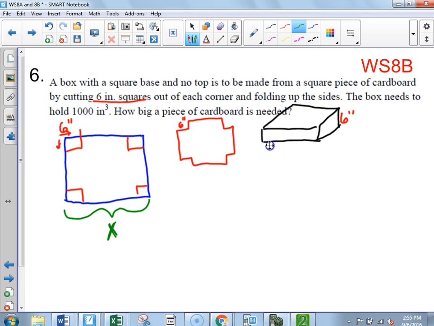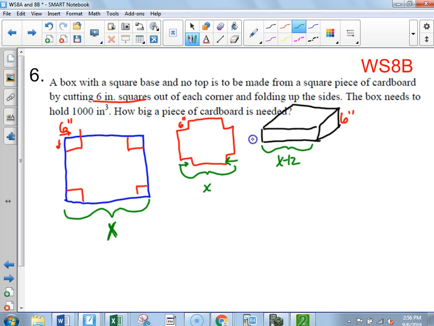But when I folded it up, is this X? It's not, because remember this was X all the way across, and what did we do? We subtracted 6 from each side, so this new dimension is X minus 12. Yes? We're comfortable with that? Let me hold this up. Okay, so it was X out to here. We went in 6, we went in 6. So then this piece is X minus this 6 and this 6, or X minus 12.